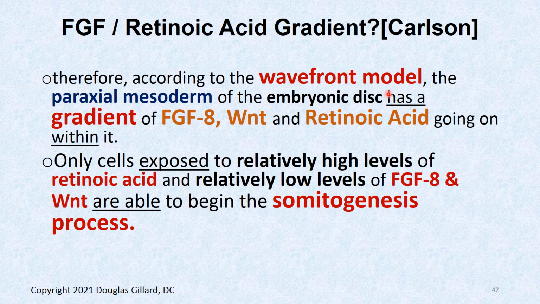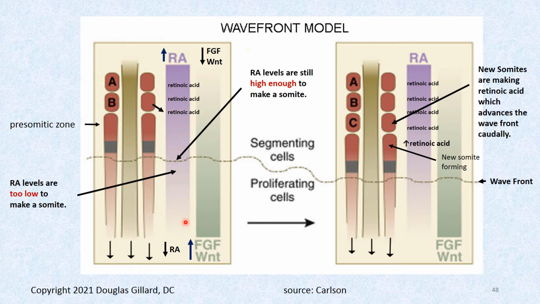Okay, according to the wavefront model, the paraxial mesoderm of the embryonic disc has a gradient going on of FGF in one region predominant and Wnt and retinoic acid in another. Or really, FGF and Wnt go together and retinoic acid, I'll show you a picture here in a second, going on. So only when paraxial mesoderm cells are exposed to high levels of retinoic acid can somitogenesis occur. And again, the retinoic acid turns off the FGF8.